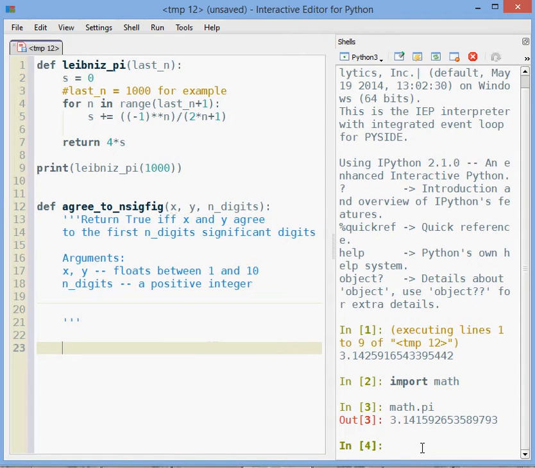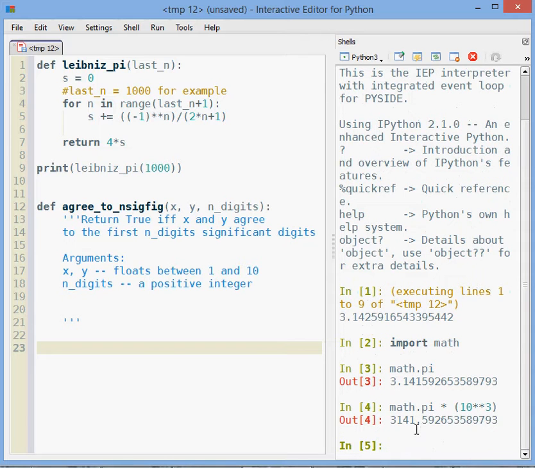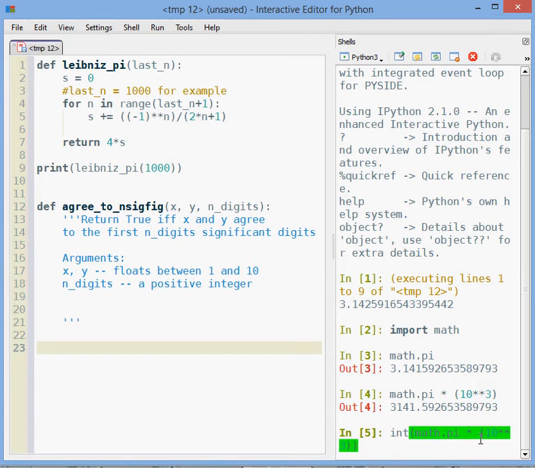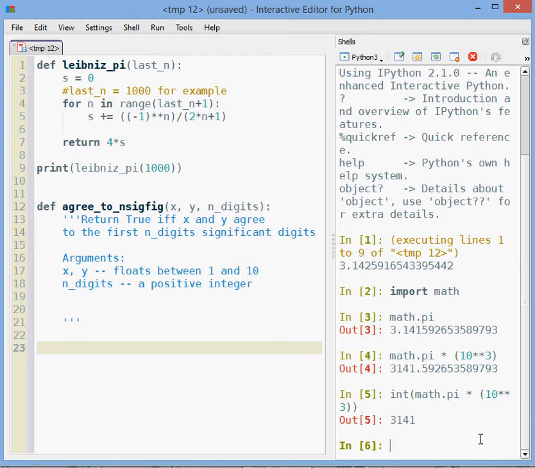Well, the way to do it is to say, okay, the first trick is we'll see what happens if we multiply, for example, math.pi by 10 to the power of 3. What we get is this kind of thing. So what we get is 3141 point whatever. And then if we convert it to an integer, what happens is you truncate the number, right? So you just get 3141.